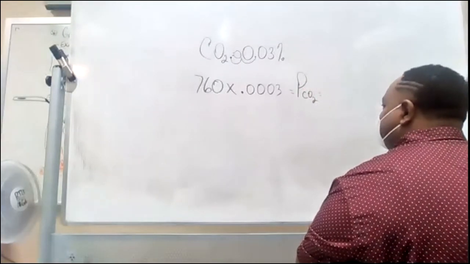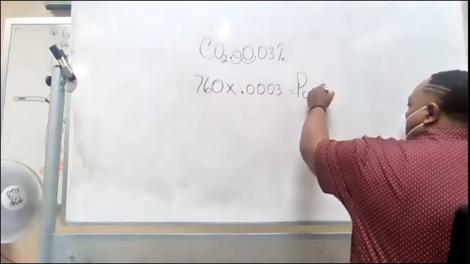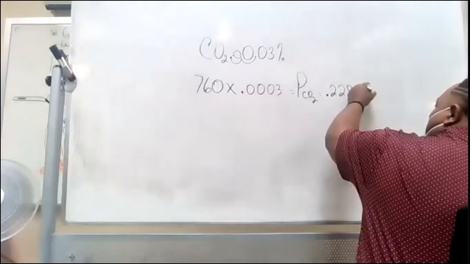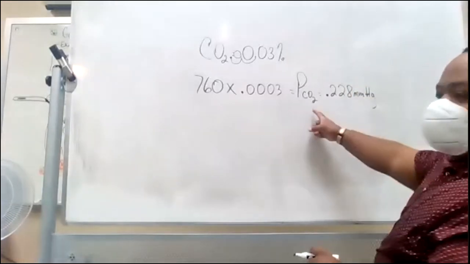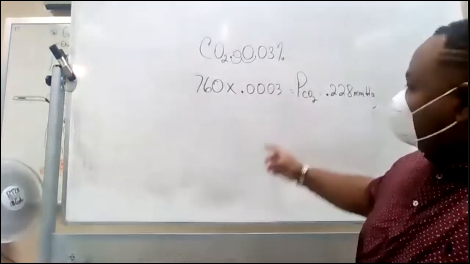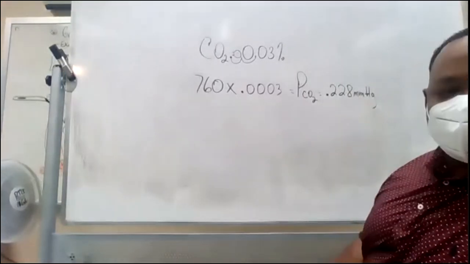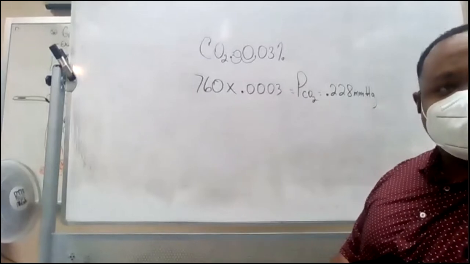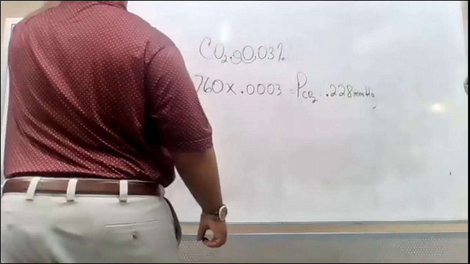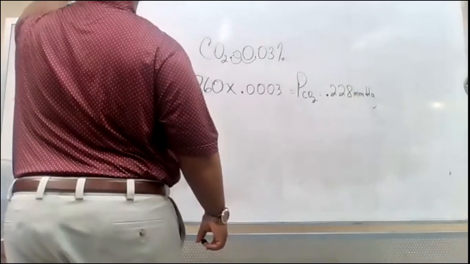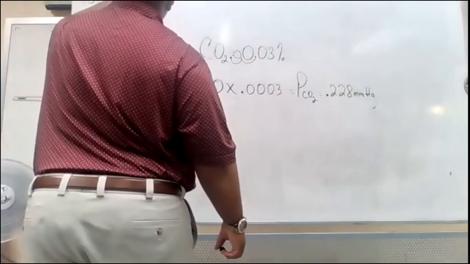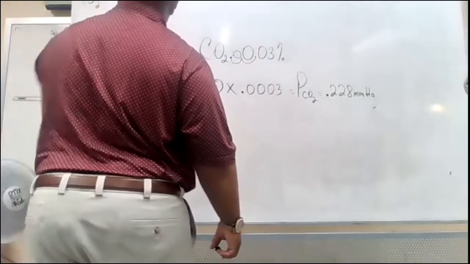What is that? 0.228 millimeters of mercury. So see, CO2 is not pushing a lot, is it? CO2 is only pushing 0.228 millimeters of mercury of the total 760. So CO2 is 0.228 millimeters of mercury.